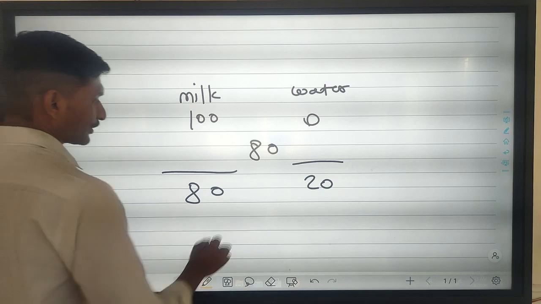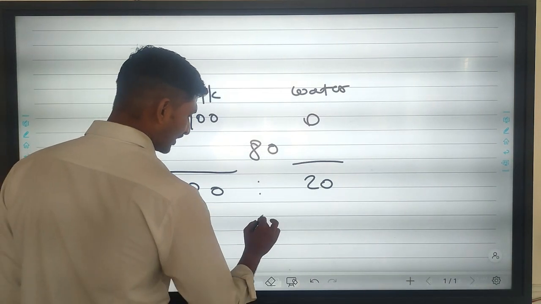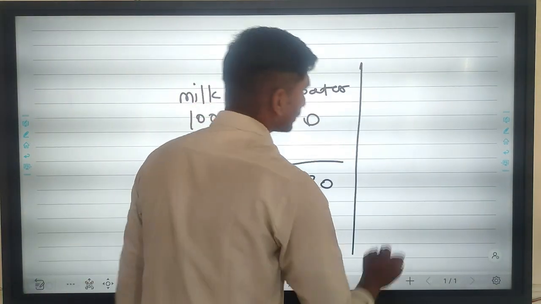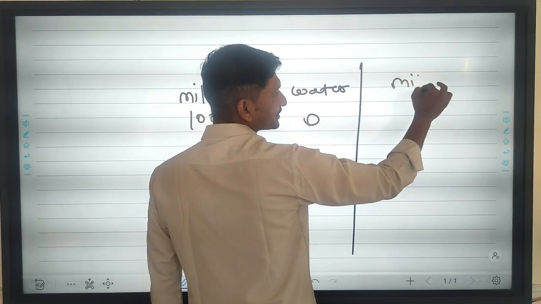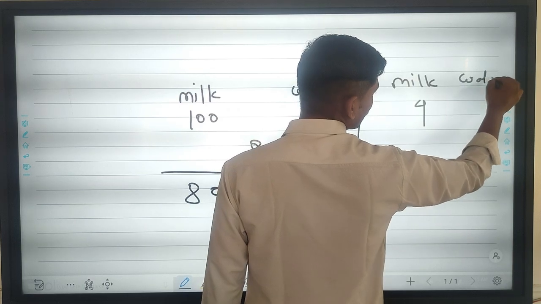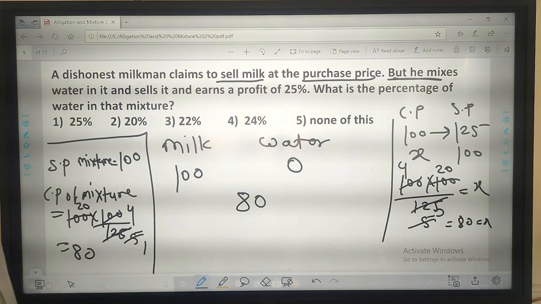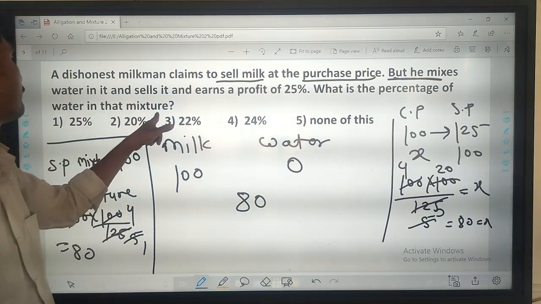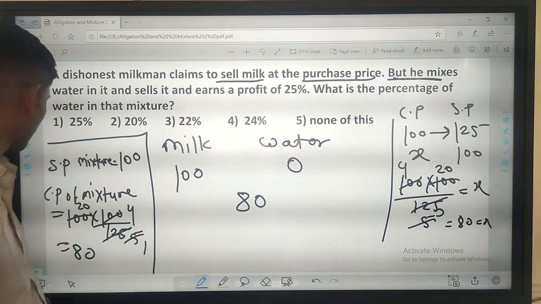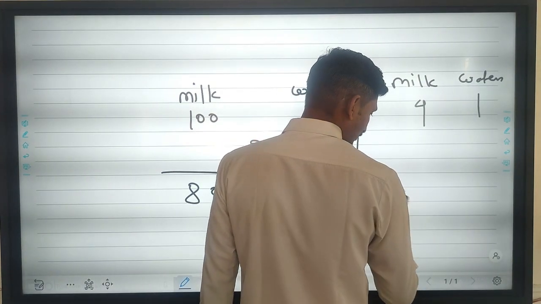Now the ratio of milk to water is 4:1. Milk is 4 liters and water is 1 liter. Now we find what is the percentage of water in the mixture. Here the total mixture is 5 liters.